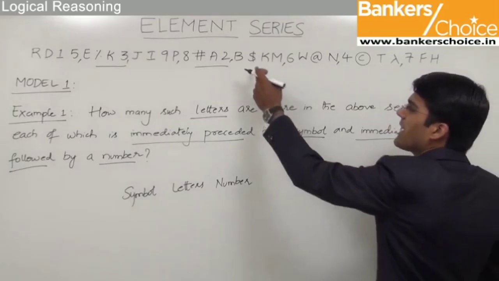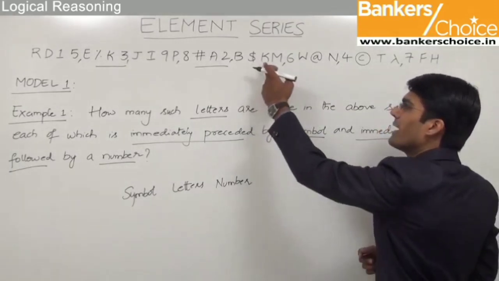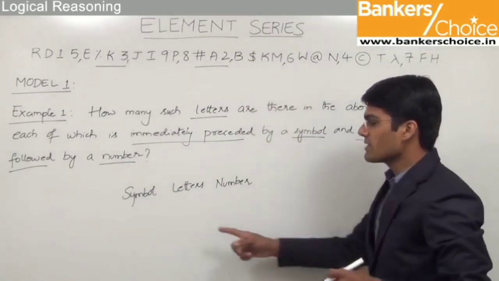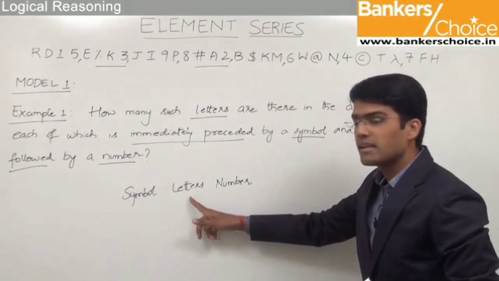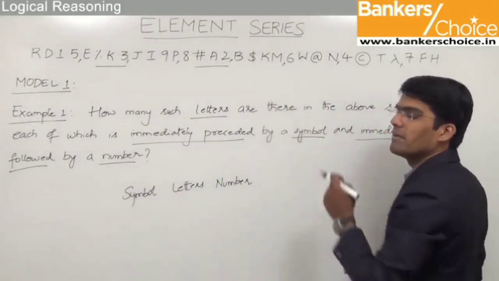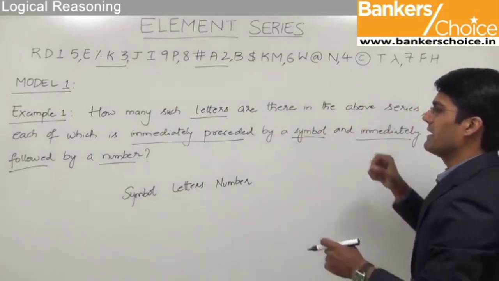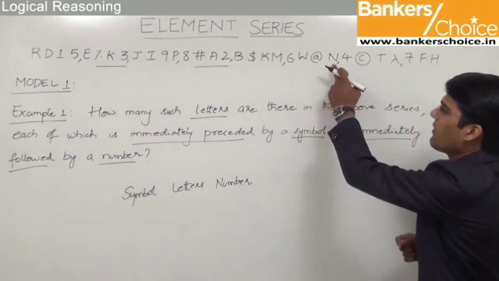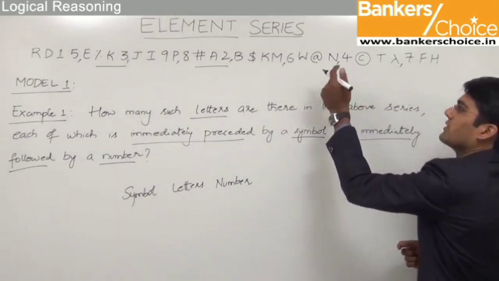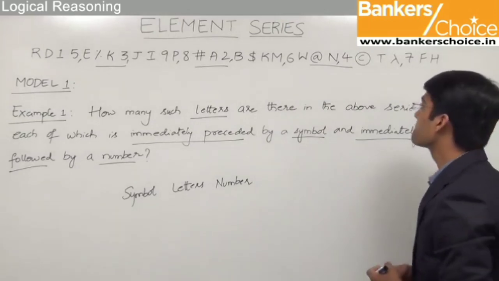Now the next symbol which we have in the series is dollar. But if you observe here, dollar is followed by letter, which is again followed by letter. And as given in the question, the symbol should be followed by letter and the letter has to be followed by number. So we cannot take this set of elements as the correct one. Now let us go to the next symbol, that is at the rate. If you observe here, at the rate is followed by a letter which is again followed by a number. So at the rate N4 can be taken as the third set.